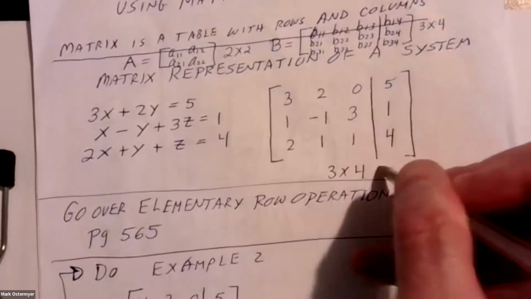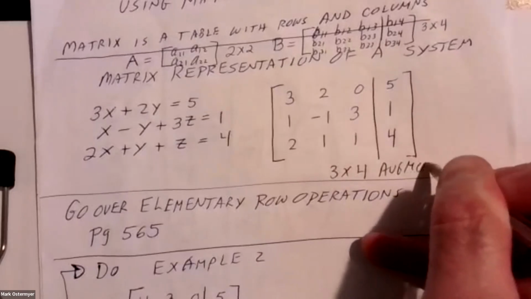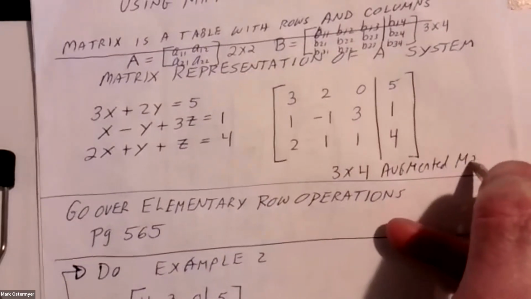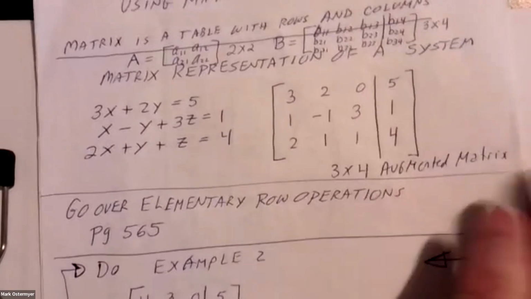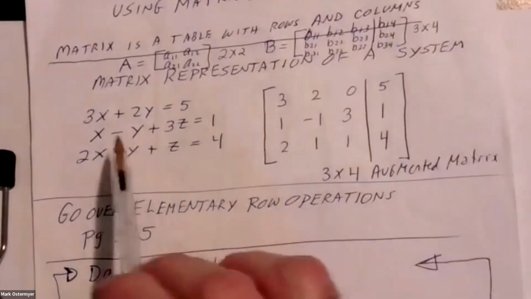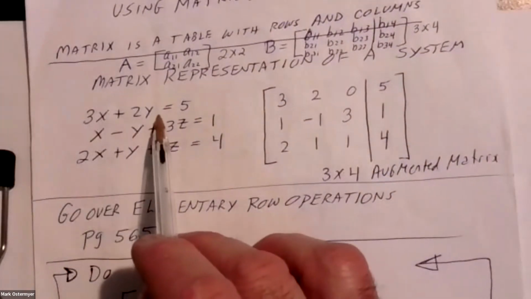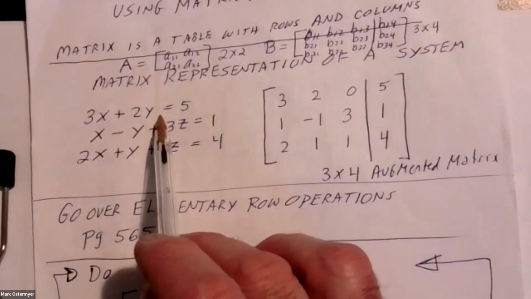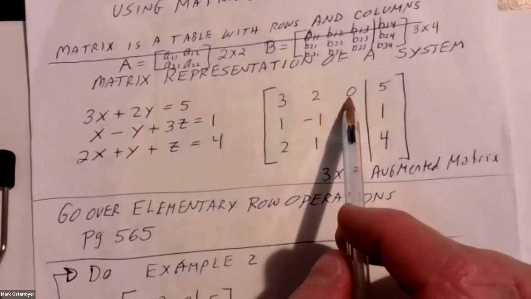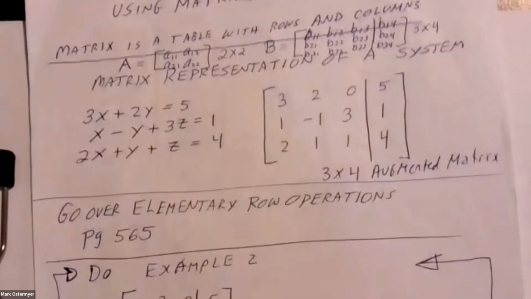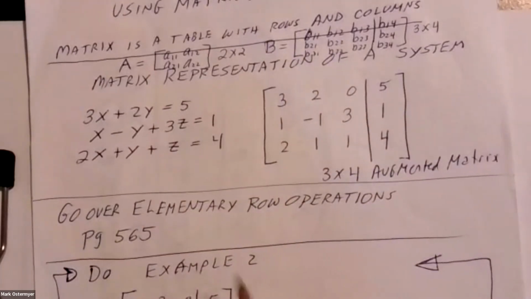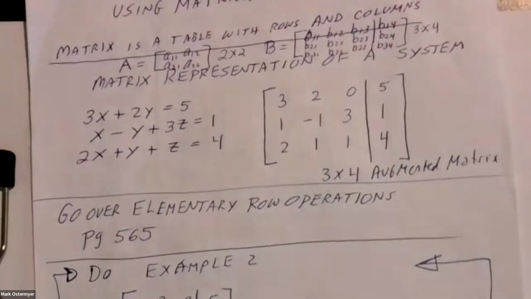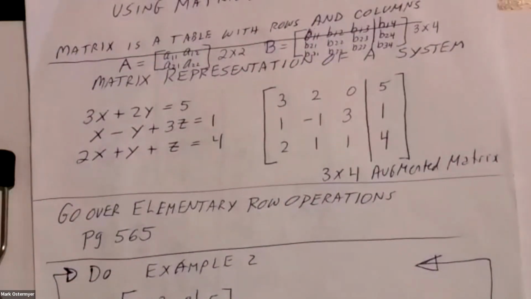3 by 4 augmented matrix. Notice there's no z variable in the first equation, so to represent the missing z variable, we have 0 for its coefficient. 0. Okay. So any questions on how we are representing systems of linear equations by using matrices so far?